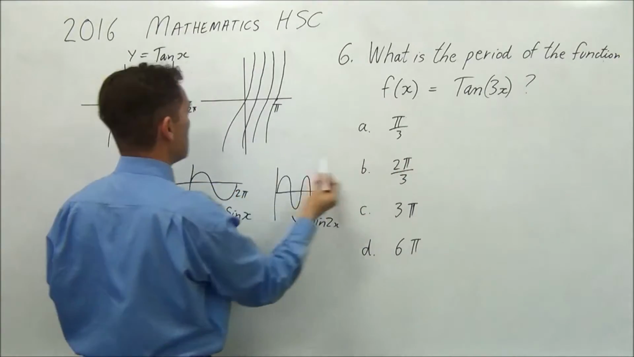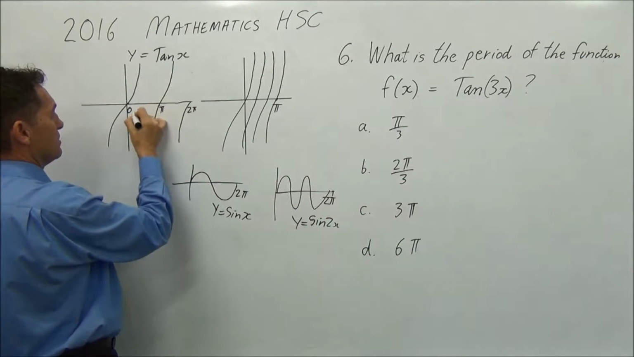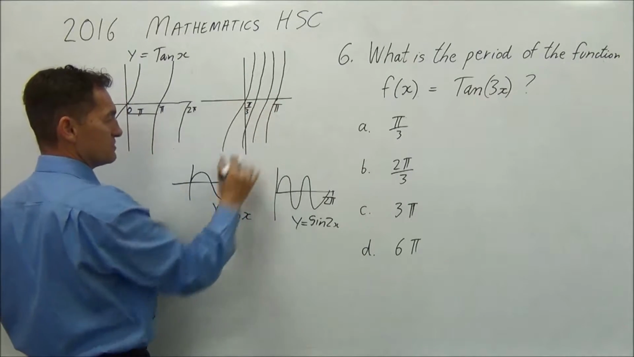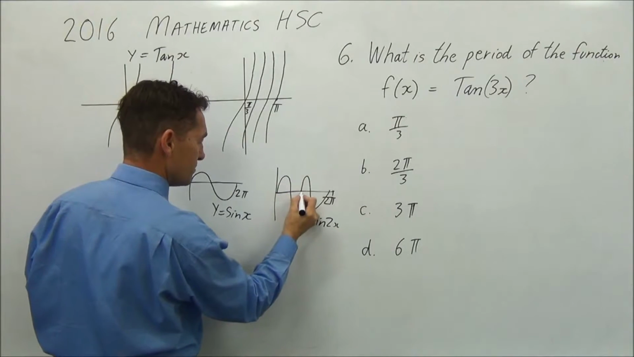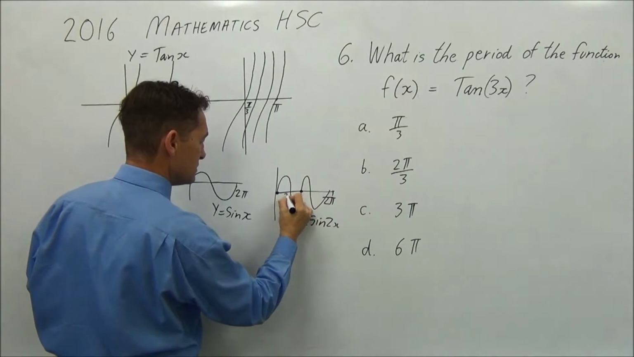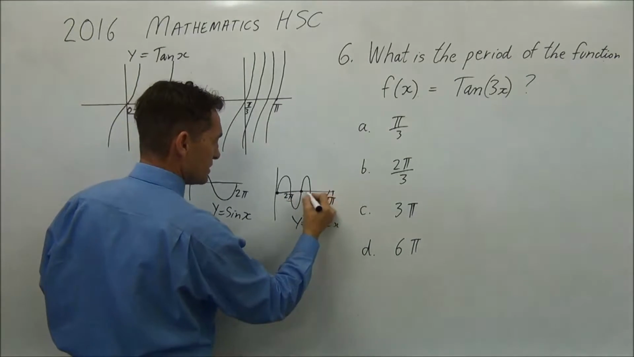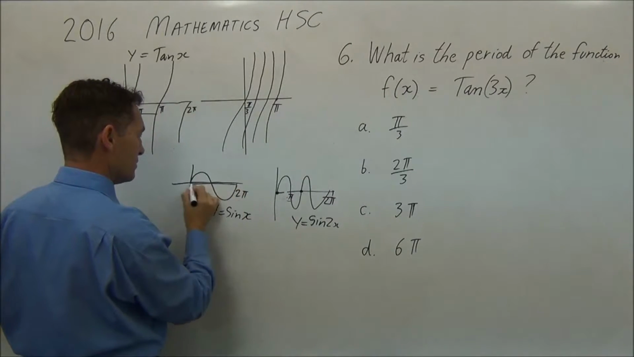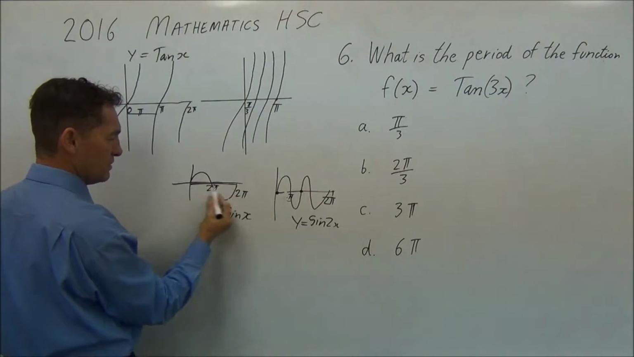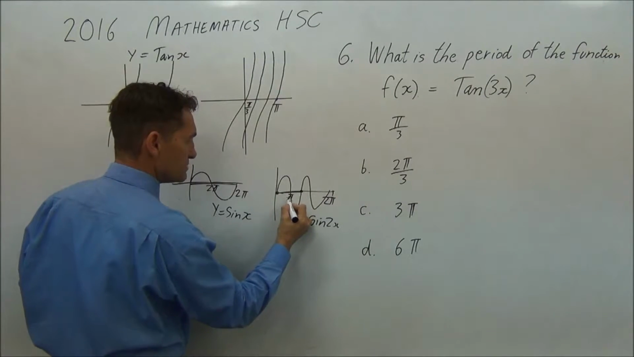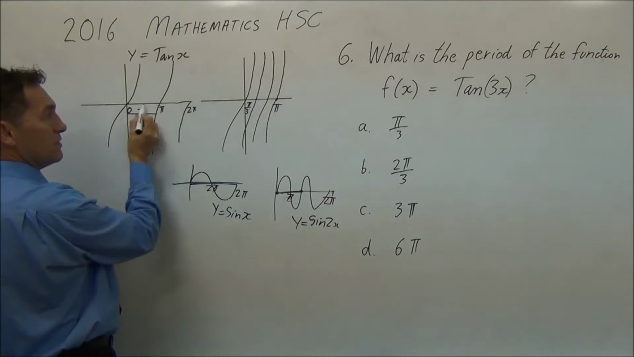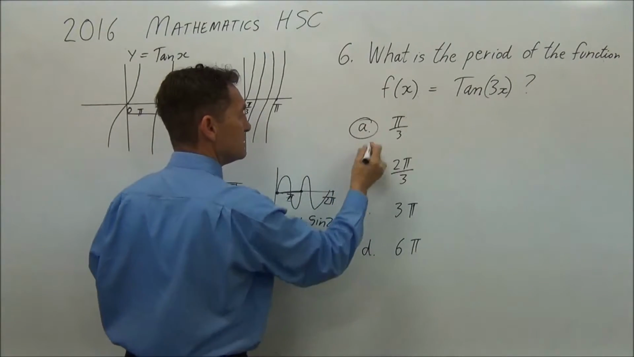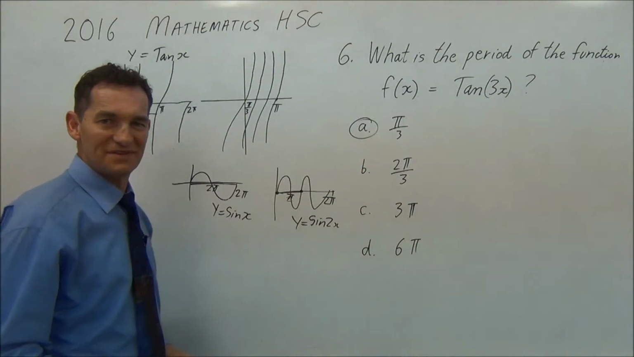Well, the period is this gap, and this gap here is pi between there and there. Well, this gap here is now pi on 3. There's 3 lots of them. For sine, the gap where it repeats is 2 pi, and for a normal tan, the period is pi, and this period is pi on 3. So your answer is A, pi on 3.